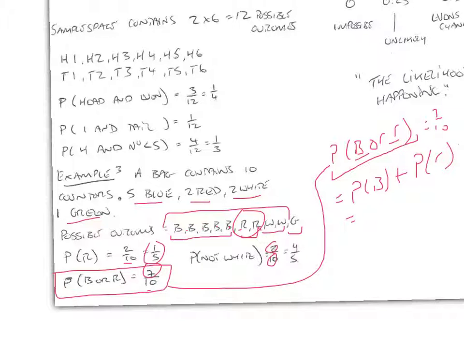And the probability of a blue is 5 over 10, and the probability of a red is 2 over 10. And that's equal to 7 over 10. Just something worth noting, as we're going to meet it in the future.